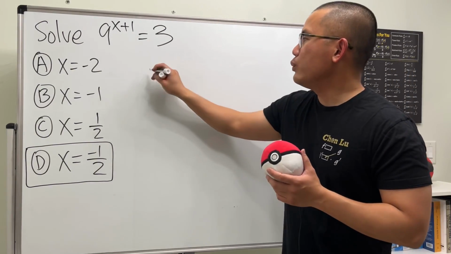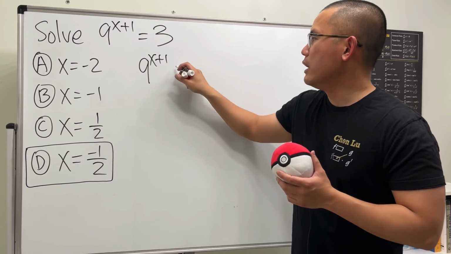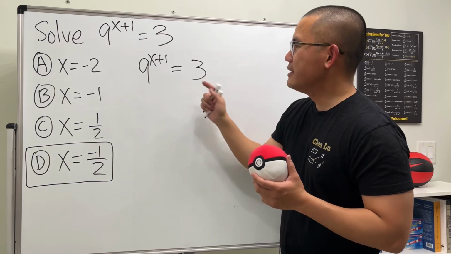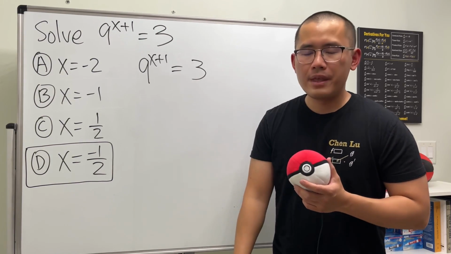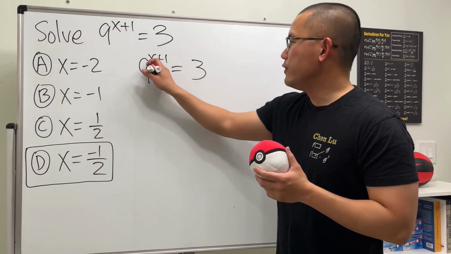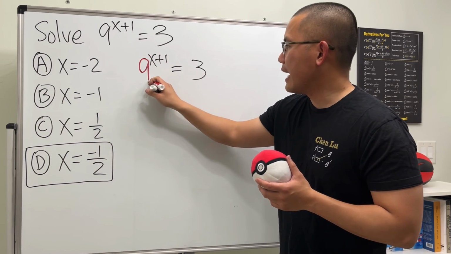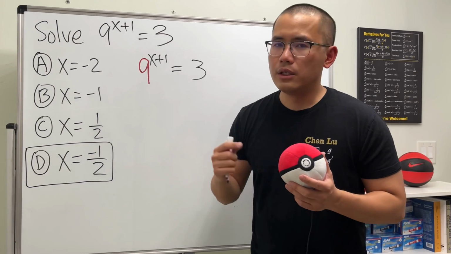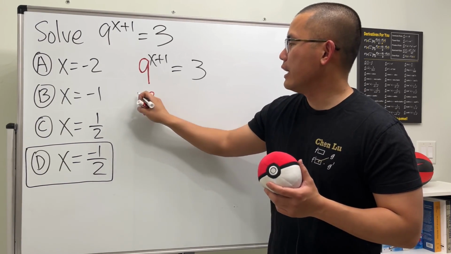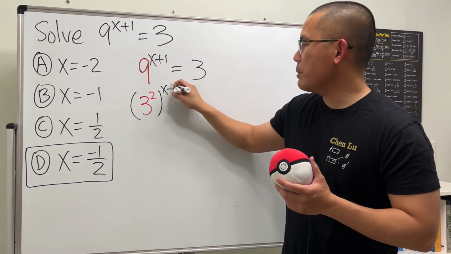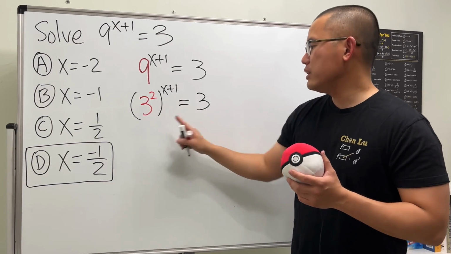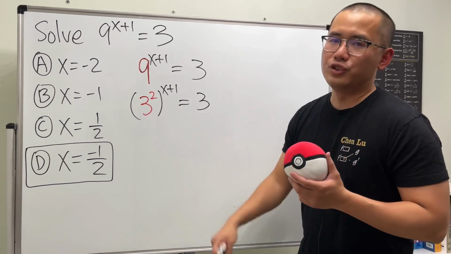Let me write this down again. We have 9 to the x plus 1 power, and this is equal to 3. The problem with this is that the bases are different. That's not cool. And the truth is, we don't really have to worry about this too much, because if we focus on the 9 and break it down, 9 is actually the same as 3 times 3. So we can rewrite it as 3 to the second power and then raised to the x plus 1 power, and this is still equal to 3. And you see, this has base 3, likewise this has base 3. We are in good shape.